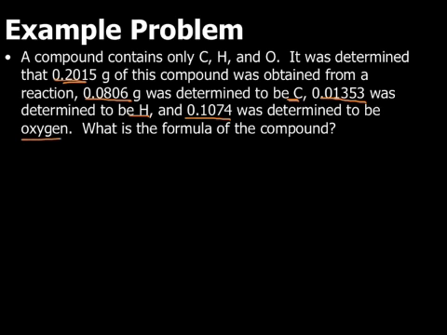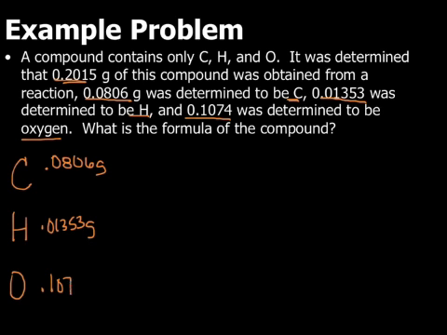So we're going to start this out very similar to what we did before. So I'm going to list what my elements are. So I know I have carbon, I know I have hydrogen, and I know I have oxygen. Next, I'm going to write down how much of each of these I have. So carbon, I have 0.0806 grams. For hydrogen, I have 0.01353 grams. And then for my last one, for oxygen, I have 0.1074 grams.